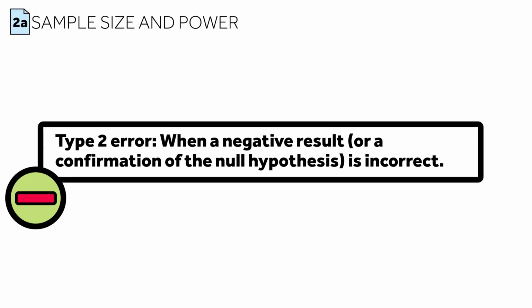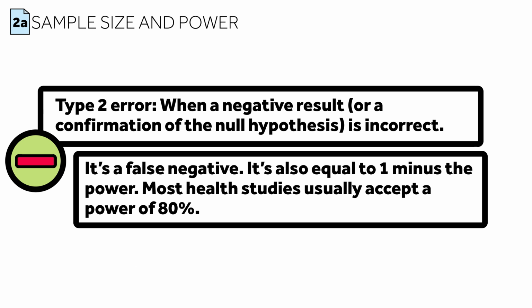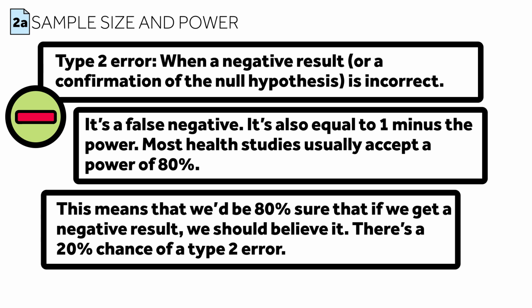The other consideration of error is type 2 error. Type 2 error is when a negative result, or a confirmation of the null hypothesis, is incorrect. It's a false negative. It's also equal to 1 minus the power. Most health studies usually accept a power of 80%, although some will go higher and some will go lower. This means that we'd be 80% sure that if we get a negative result, we should believe it. There's a 20% chance of a type 2 error.